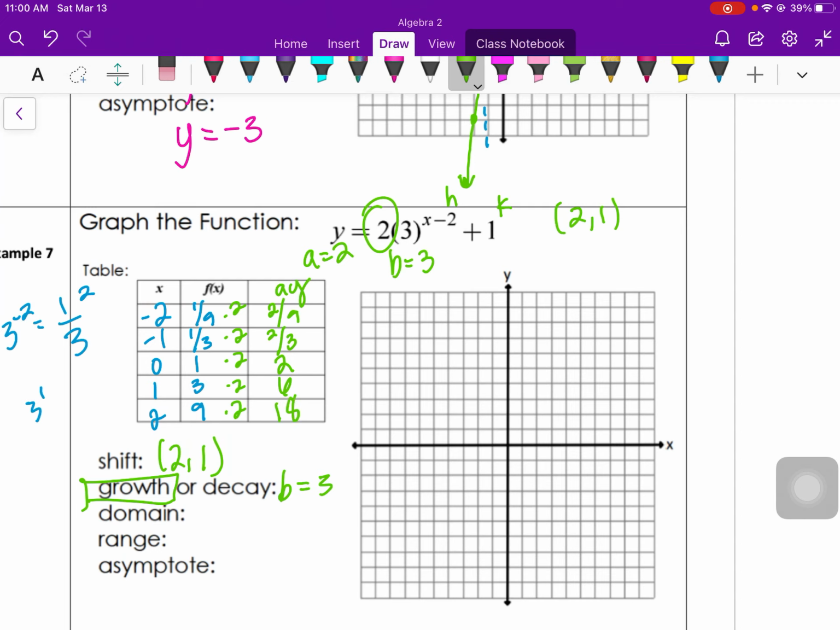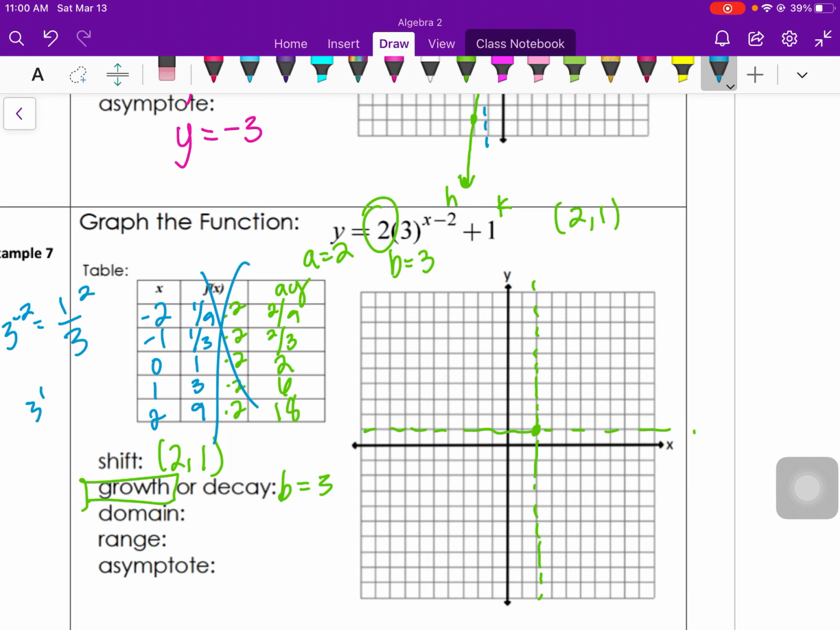Oh, and we didn't plot our shift. I apologize for my son. He's clearly a little bit nutso. So I got 2 up 1. And that's going to be my asymptote. Silas, stop.